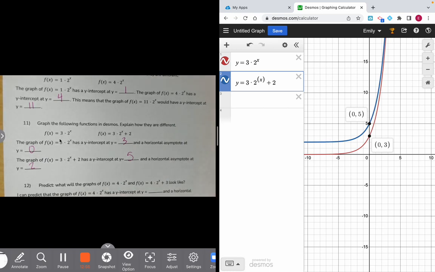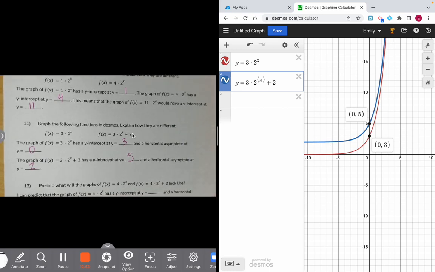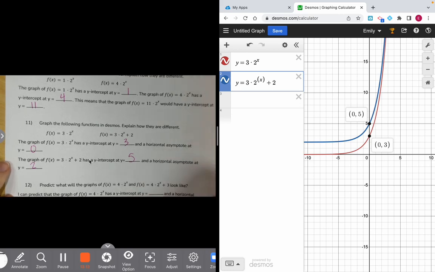So we took this and we added 2 to it. So we are shifting that. You'll notice that my y-intercept here was no longer 1, it was now 3, because we've done some changes to that a value as well. So that's something that has changed a little bit as well.